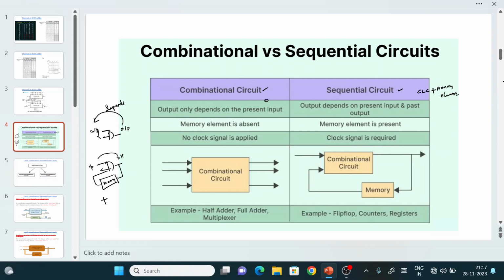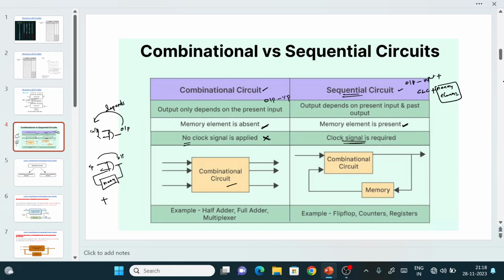Combinational logic circuit means the output depends only on the input. Here, the output depends upon the input as well as the previous output or past output. It means that combinational logic circuit plus memory element we call a sequential logic circuit. Here, no memory element is present; there, the memory element is present. To control the memory element, a clock signal is required in the case of sequential circuits. Here we don't have a memory element, so we don't require any clock signal.